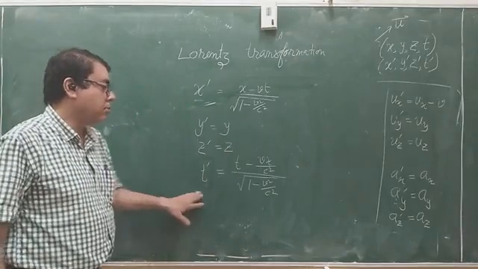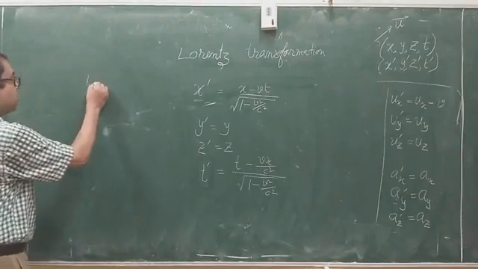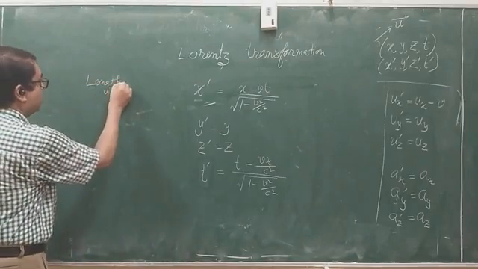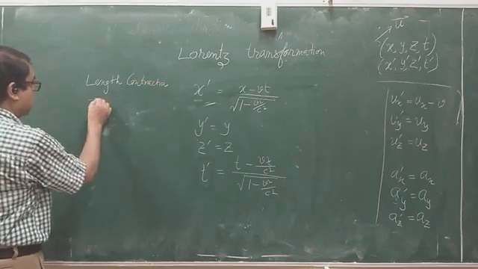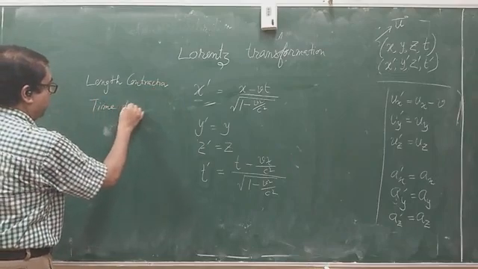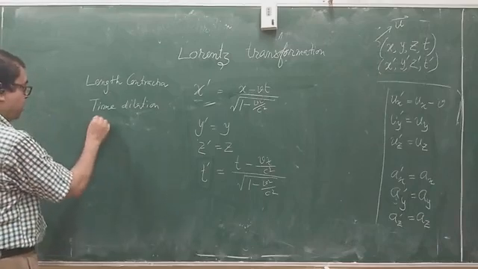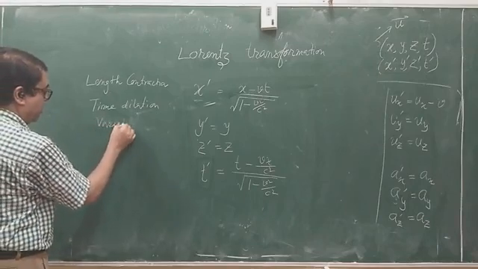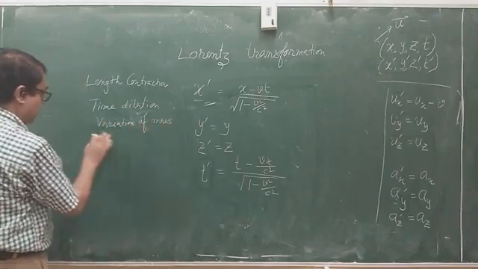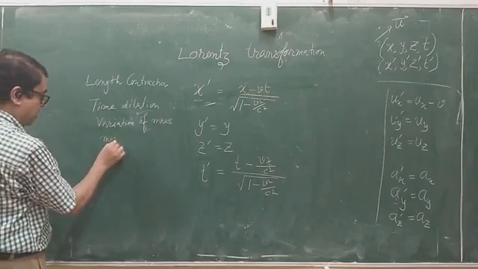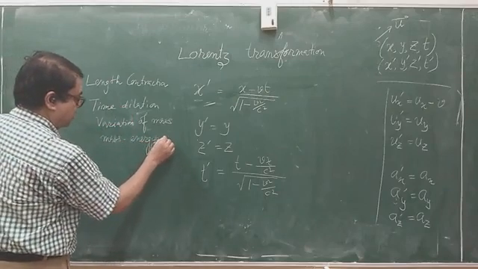And we have certain consequences of this. The minimum consequences that you have already learned are, one, length contraction, another, time dilation, another, variation of mass with velocity, and another, mass-energy equivalence. These are the four very outstanding results.